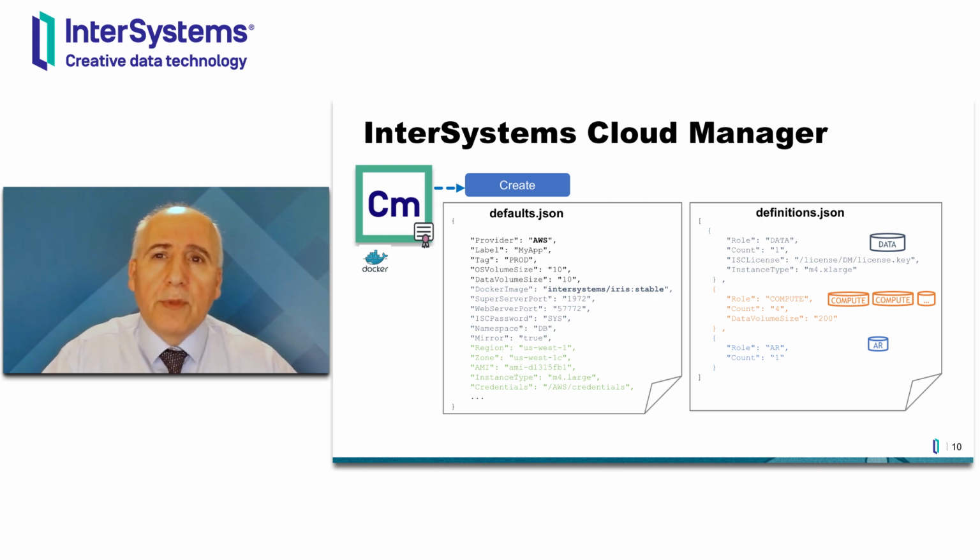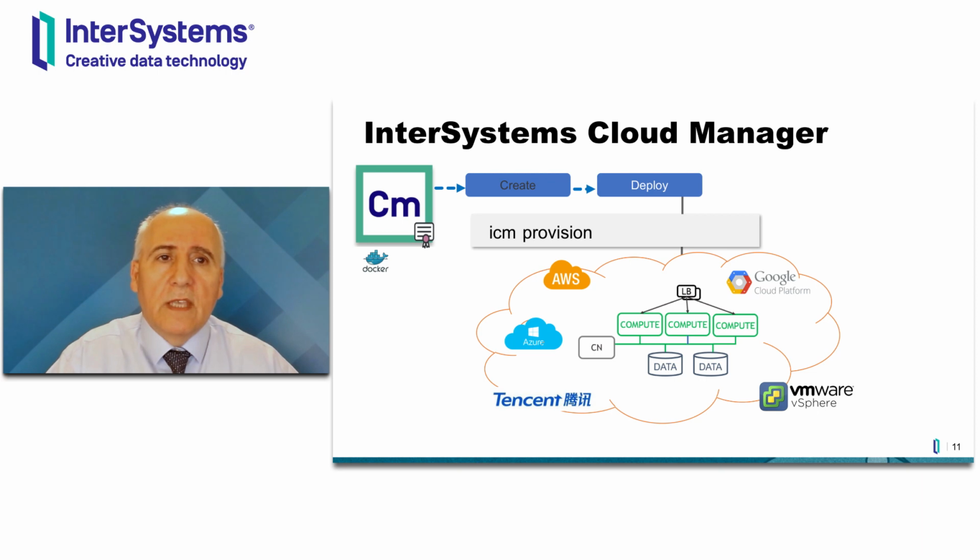Once you have completed the definition of your architecture, you've designed it and you've specified the configuration files, you start deploying all the required nodes by simply using the ICM provision command. And then shortly thereafter, you'll use the ICM run command in order to populate those instances with an instance of IRIS in order to set them up and to configure them correctly. And we will show all of this in the demo, which we'll get to very shortly.